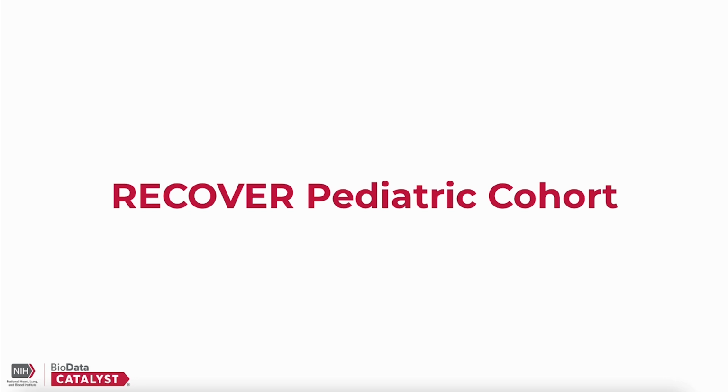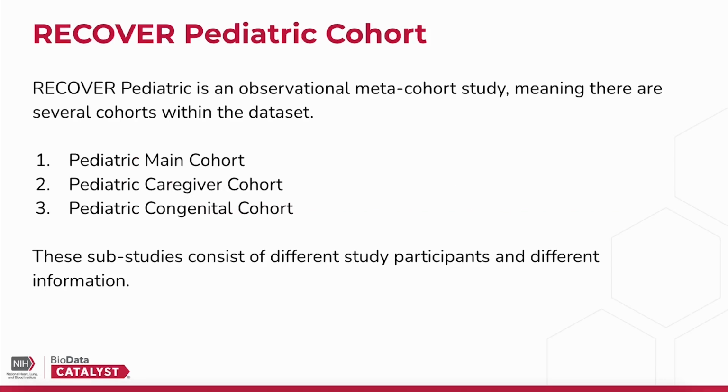Let's begin with some brief background information on the RECOVER Pediatric Cohort. The RECOVER Pediatric Cohort is an observational meta-cohort study. This means that it's a dataset with many different subcohorts. It's important to note that there are three main cohorts within the dataset: the Pediatric Main Cohort, the Pediatric Caregiver Cohort, and the Pediatric Congenital Cohort. These sub-studies, or subcohorts, consist of different study participants and different information.